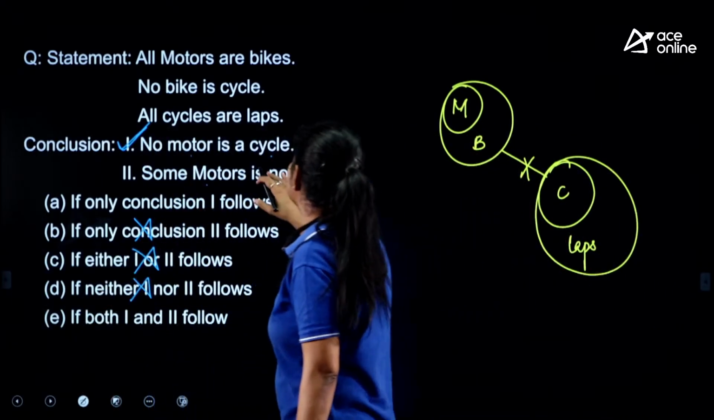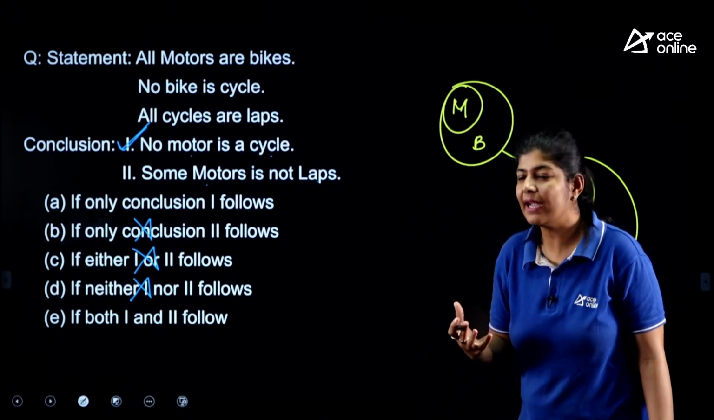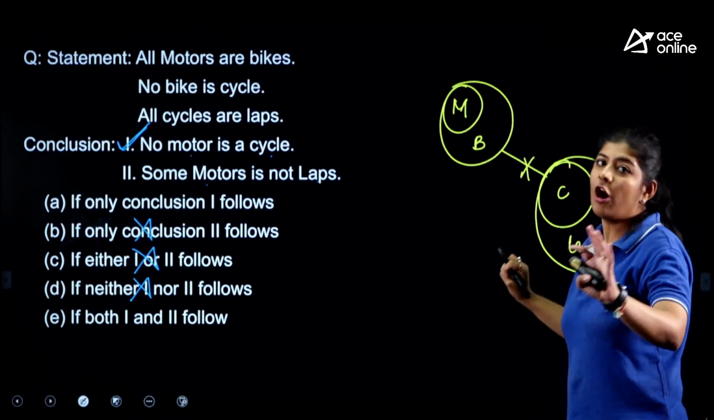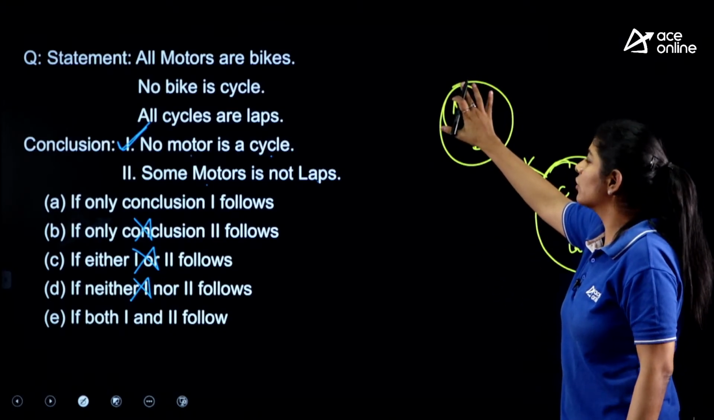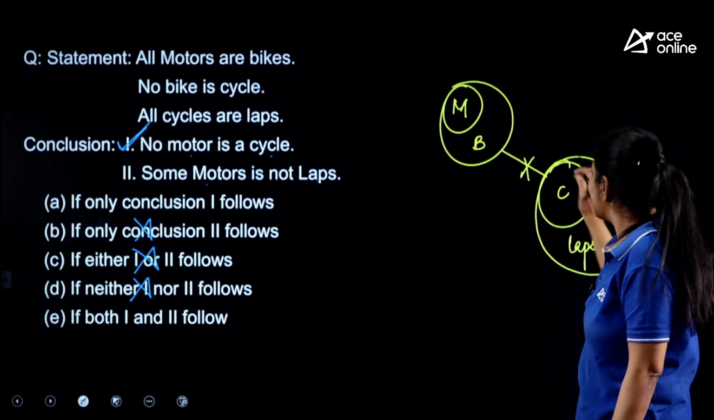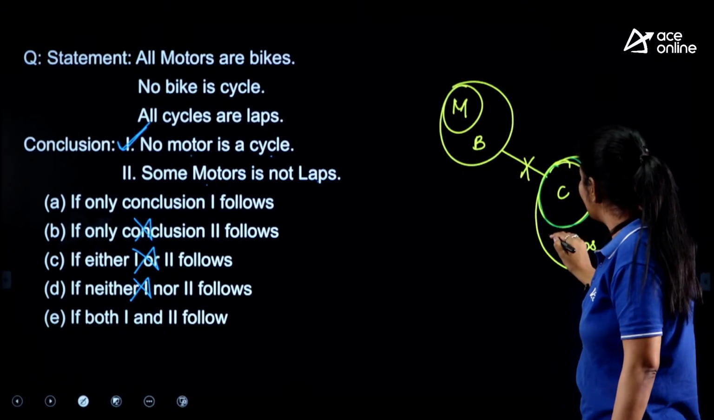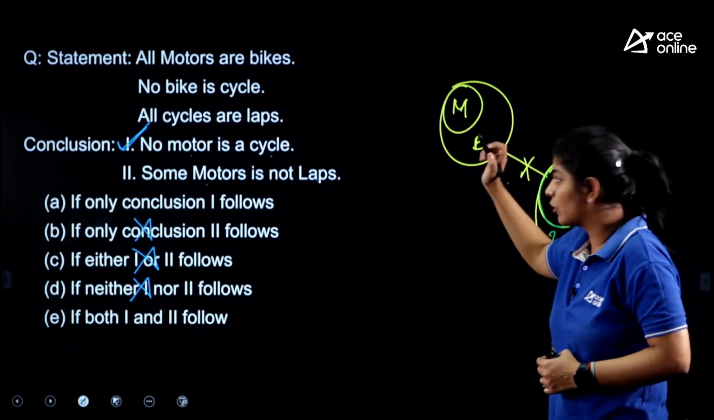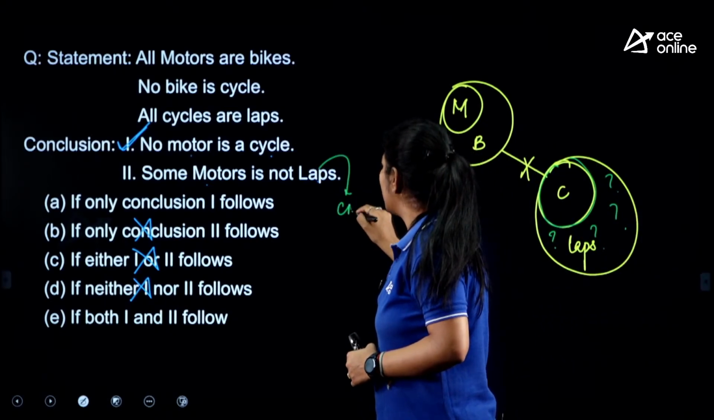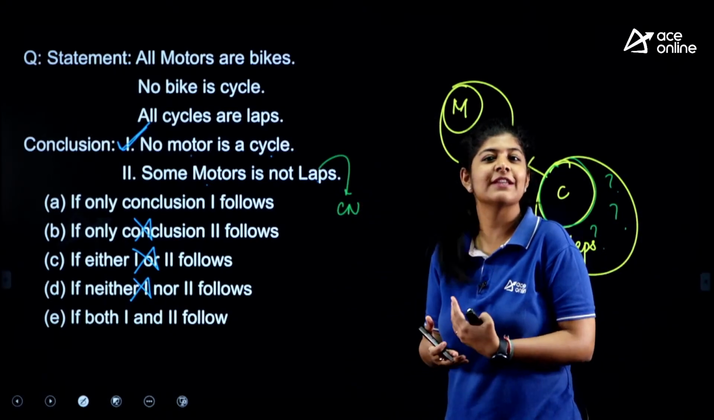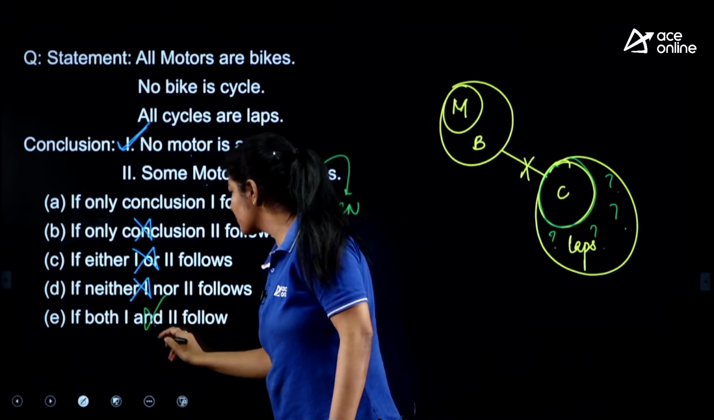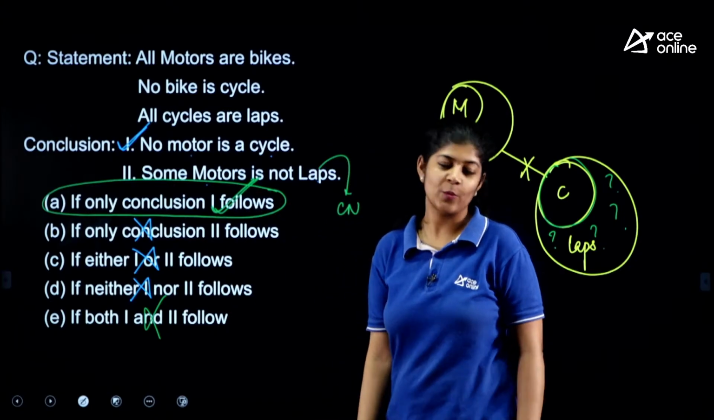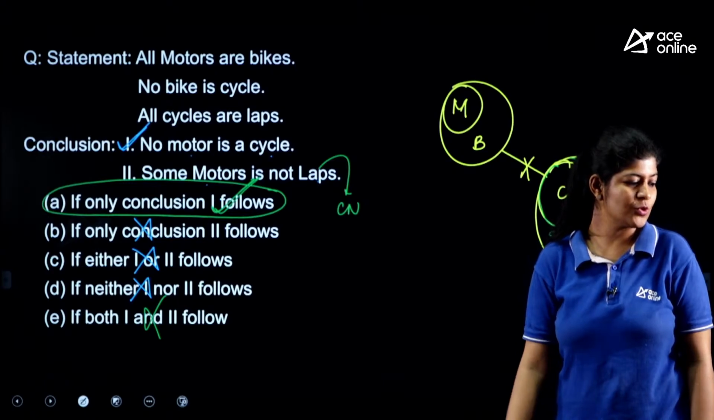Some motors are not laps. Can we say that? Here we are not having any relation between motors and laps. All we can say is that this part of motors, or the whole of motors, can never be this part of laps, but we are not sure about the rest of laps, whether it is connected with motors or not. Whenever we are not sure, we do not consider that one. That means this option is also eliminated and the correct answer is option A. Only conclusion 1 follows.